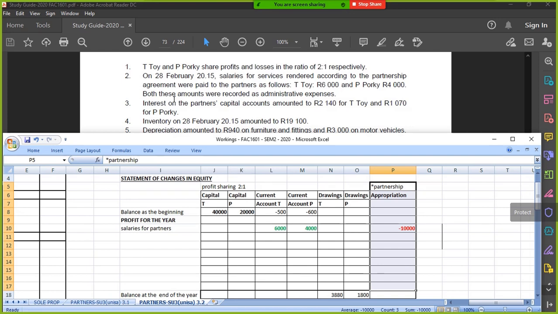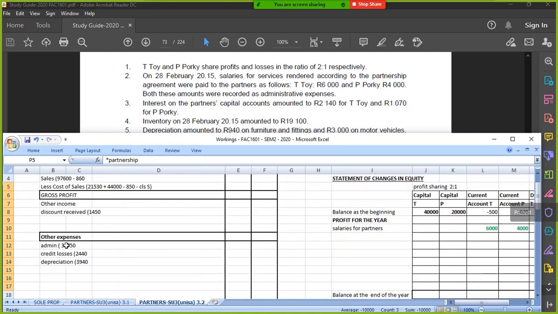Both these amounts were recorded as admin expenses. Do you record those salaries as admin expenses? No. You cannot show it as an admin expense because it's not a normal expense. Does that make sense? Yes. Why would they say that? Because you have to adjust your disclosure. Admin expenses has 33,750. Can you show partners' salaries as part of admin expenses? No.